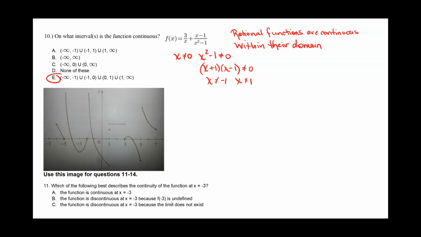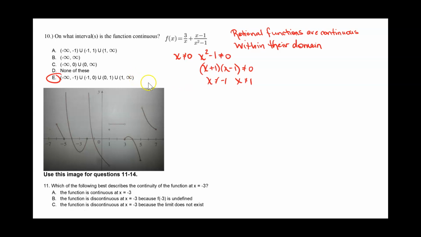Then we need to look for negatives under even indexed radicals. Don't have any radicals. And then we need to look for where pieces of the piecewise come together. This is not a piecewise. So those will be the only issues, at 0, negative 1, and 1. And here is our interval notation for that.